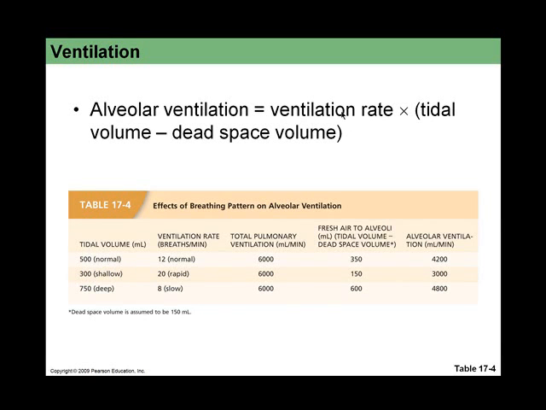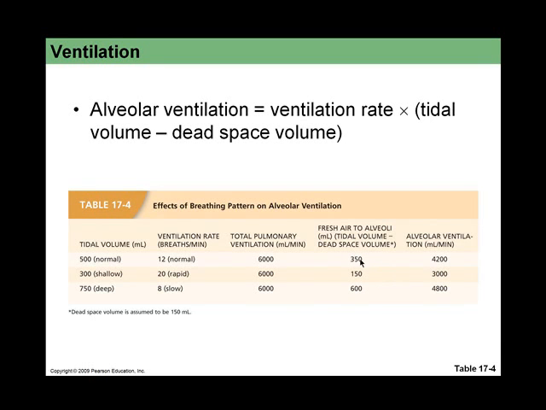So the alveolar ventilation is the ventilatory rate, which is 12, times the tidal volume, 500, minus the dead space volume, and that gives us the 4,200. Then with the shallow breathing at 300, you have a rapid ventilatory rate at 20. Then we still have 150 for dead space, excuse me, for the difference. Okay, so this is the difference here.